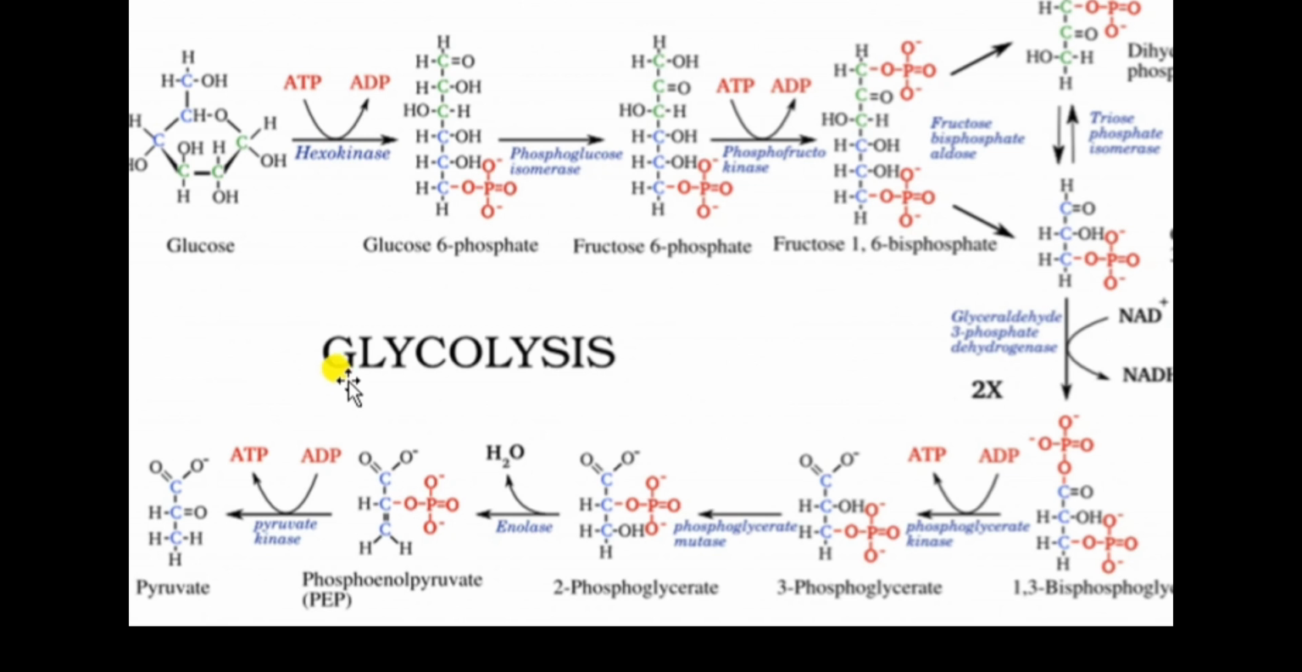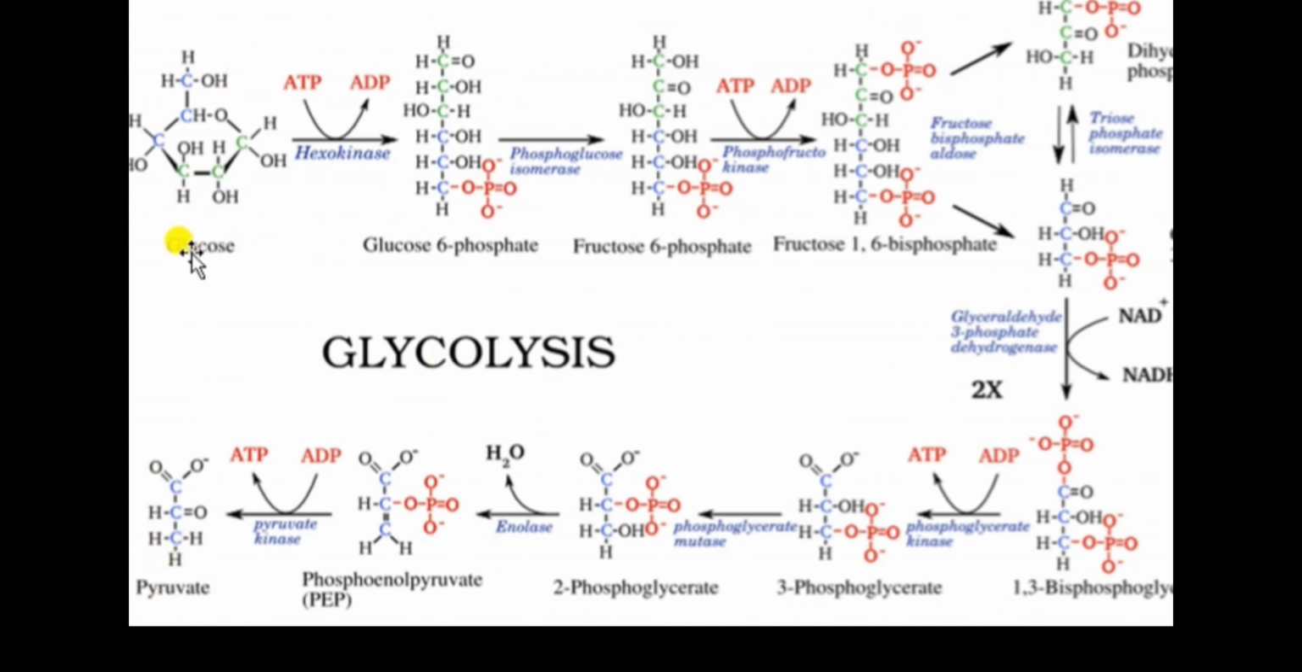Now you can see glycolysis in this flowchart diagram. Here I will explain the whole pathway of glycolysis. Here you can see glucose is converted into a 3-carbon compound called pyruvate, and this whole process is called glycolysis. Glyco means glucose and lysis means breakdown, so it is the breakdown of glucose into pyruvate.